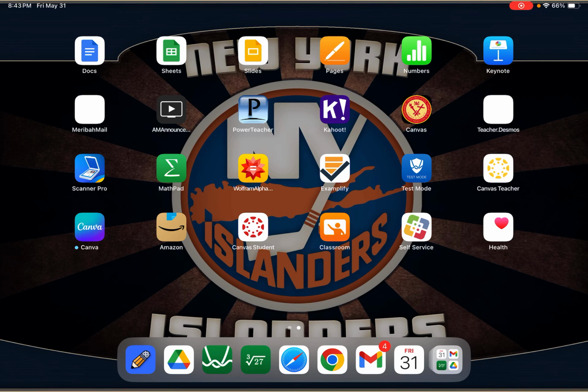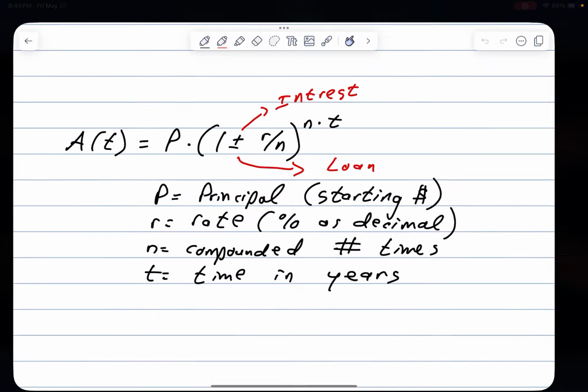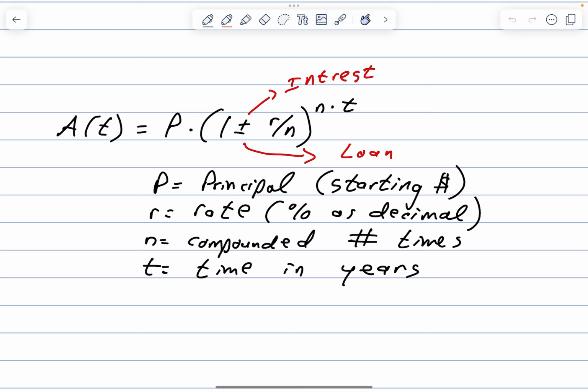Okay, gentlemen, we're going to take a look at using Google Sheets to map or model something as an exponential function. So to start, taking a look at the equation we had on our first test, A of t equals P, principal or starting amount, times 1 plus or minus the rate divided by how often it's compounded, to the n, how often it's compounded, times t in years.